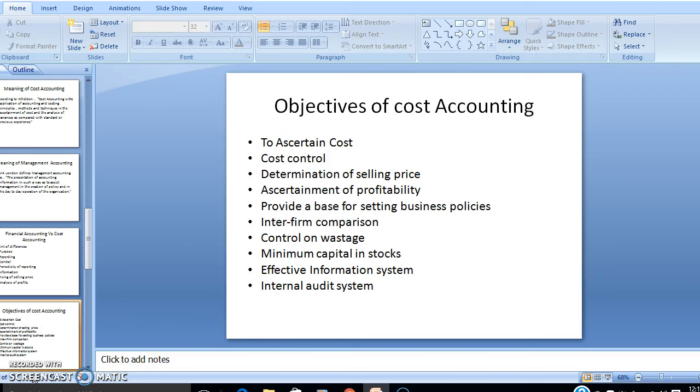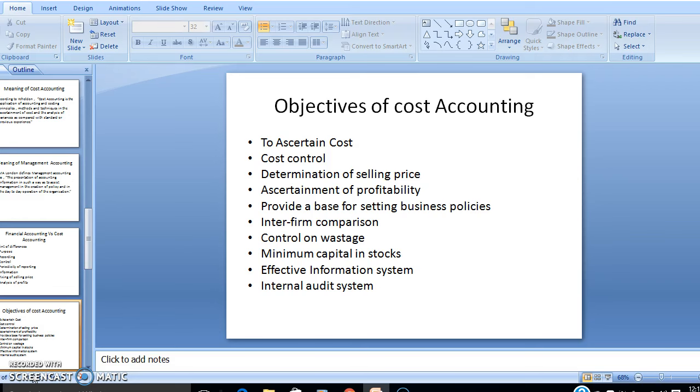The next objective is to ascertain the profitability. This is the main objective. Profitability means capacity to earn profit of a department, section, product, job or a process or service. This capacity can be judged with the help of cost data provided by cost accounting.